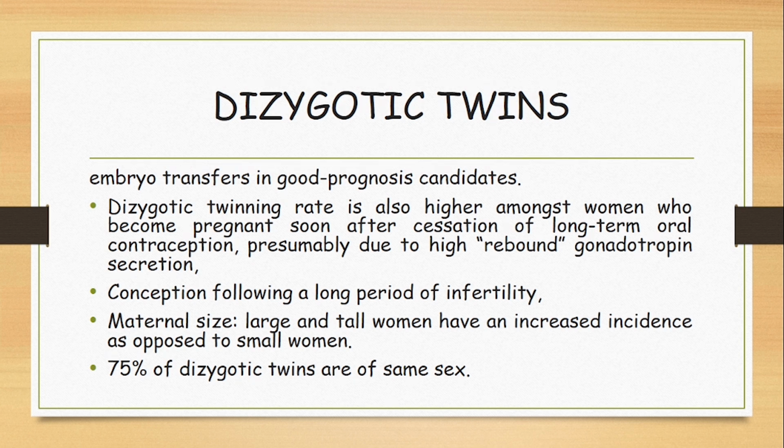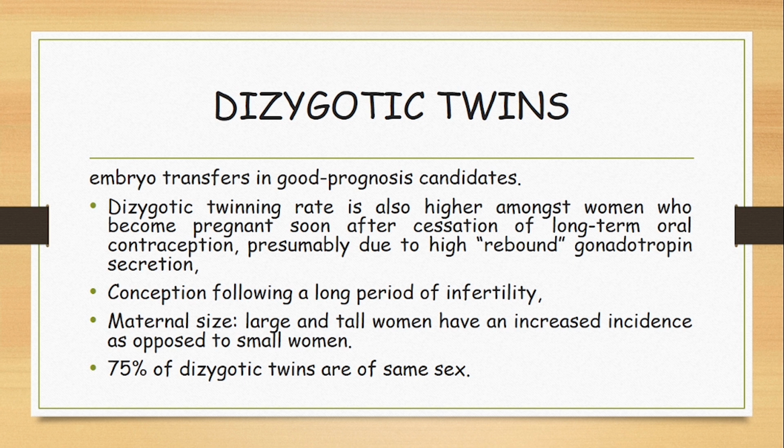Recent stoppage of oral contraception also increases the rate of dizygotic twins. The rate is higher among women who become pregnant soon after cessation of long-term oral contraception, and this is probably due to high rebound gonadotropin secretions. Conception following a long period of infertility many a time may result in dizygotic twins.